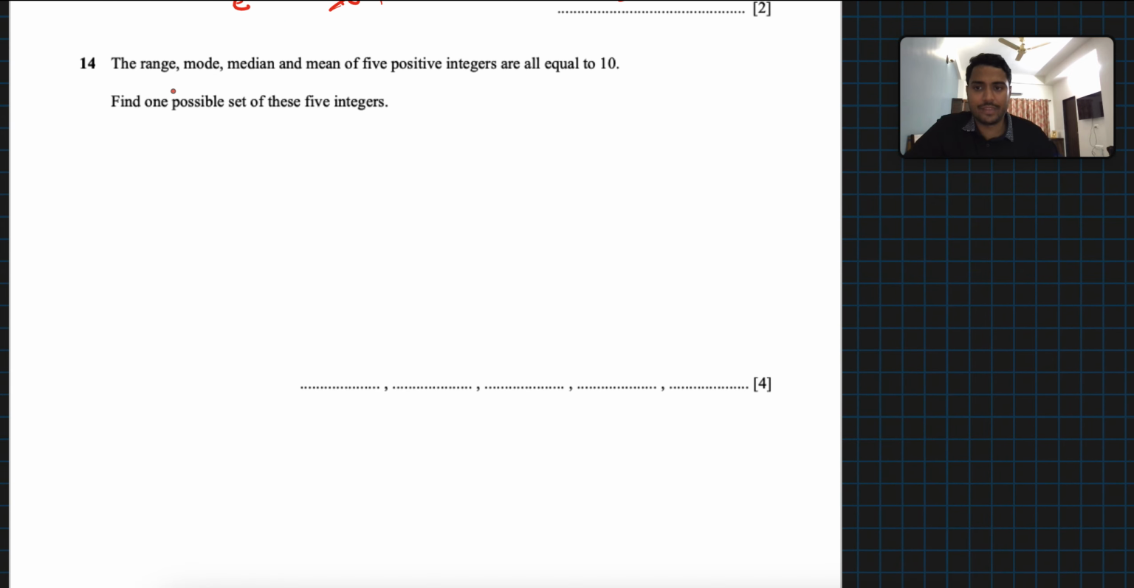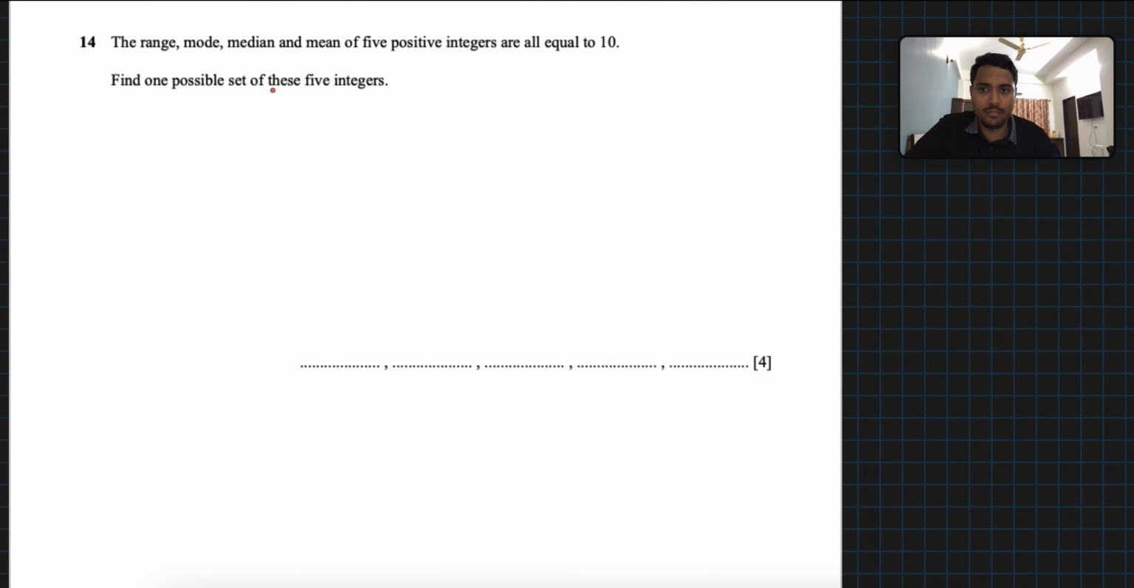It says range, mode, median and mean of 5 positive integers are all equal to 10. Find one possible set of these 5 integers. So everything is 10. Range, mode, median, mean. The average is also 10. That means there are 5 numbers. Sum of all those 5 numbers divided by 5 should give us 10, and range is also 10.